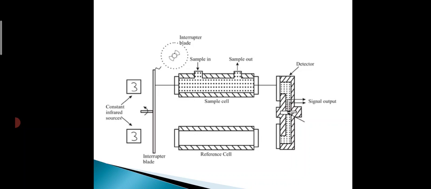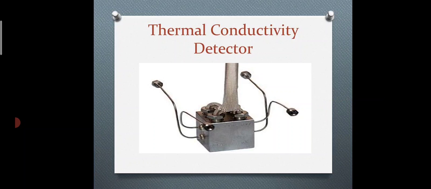This is also a sample diagram for the infrared radiation analyzer. This is the sample cell and the reference cell, and the infrared wave is split into two ways. One part is given to the sample cell and another one is given to the reference cell, and the outputs of these two cells are compared by using the detector, and the detector gives the electrical output that is given to the readout devices.